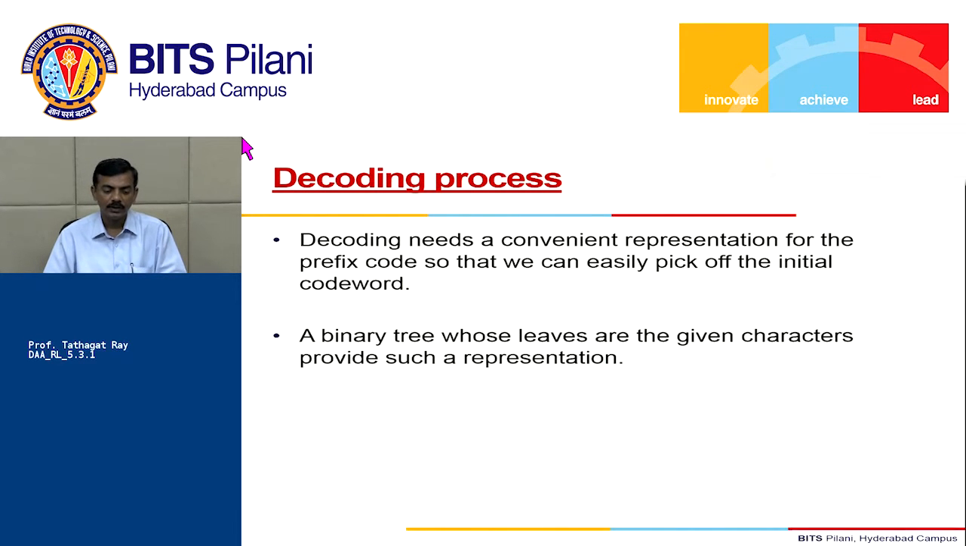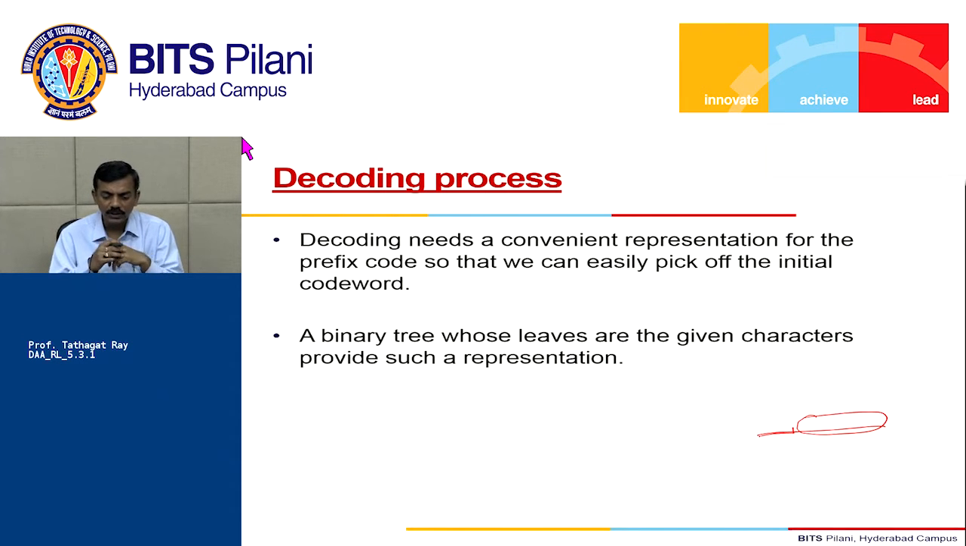Decoding needs a convenient representation for the prefix code so that we can easily pick up the initial code word. The idea is, given any encoding of a file using this variable length code, I should be able to decode the first portion easily, then work on the remainder recursively.